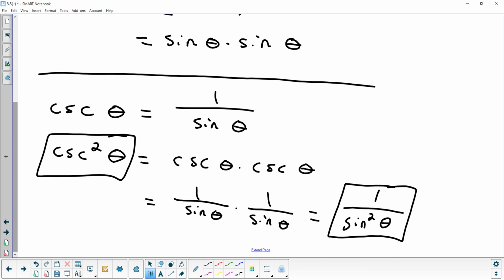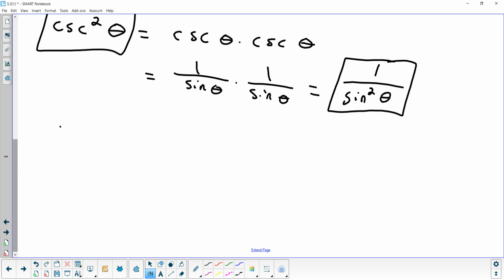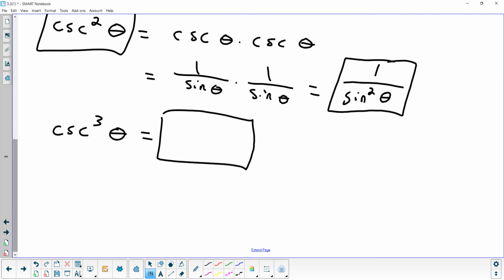Let's try one more to see if we see the pattern. Hopefully we don't have to do it all out like that. What if I asked you for that one? How do you think you would get cosecant cubed? Yeah, just multiply it 3 times. So what would be in that box? 1 over sine cubed theta, yes.